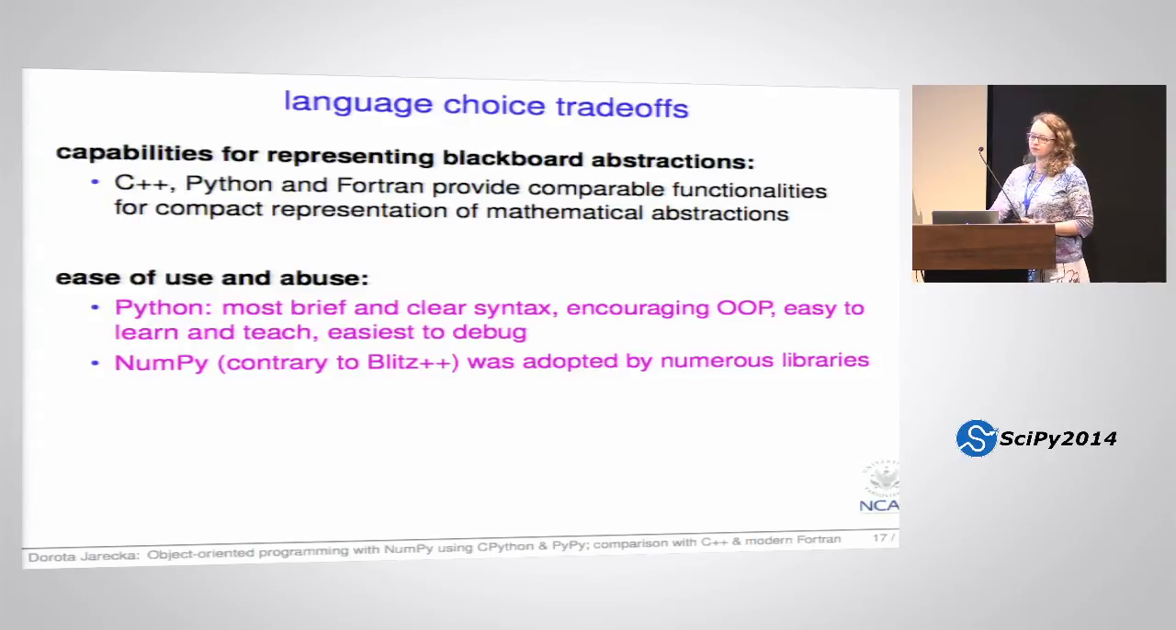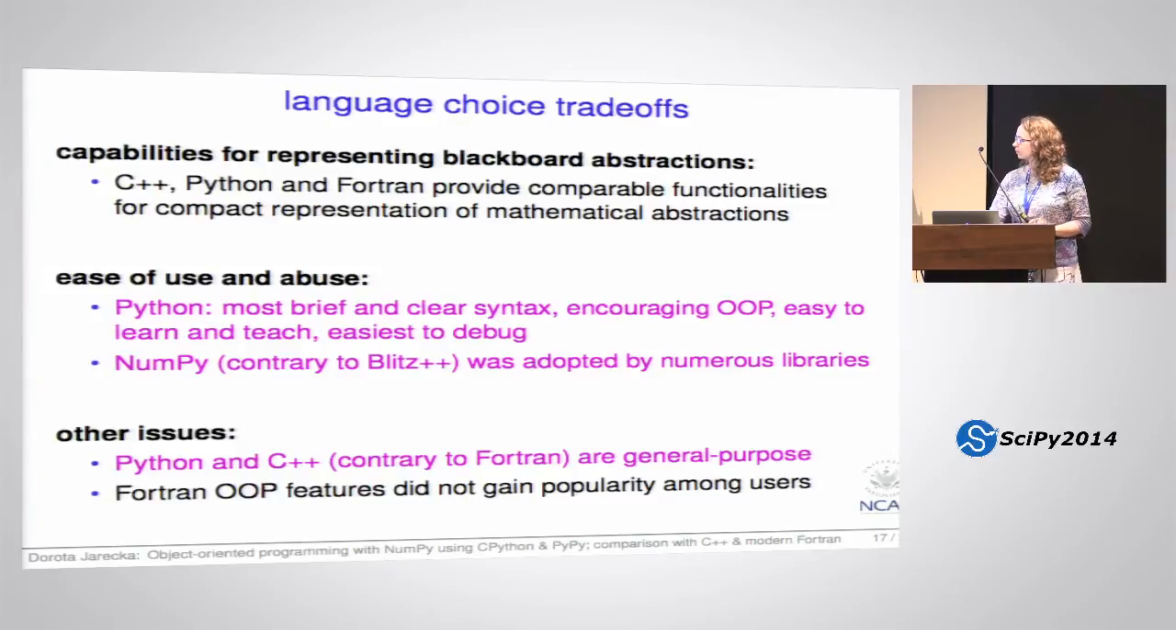Python is definitely the easiest language to learn, teach, and debug. What is also really good in the Python community is that NumPy is the adopted library for any other scientific libraries. That is not true, for example, in the C++ world, where Blitz++ works pretty well, but the problem is that it's only one of many libraries with the same application.